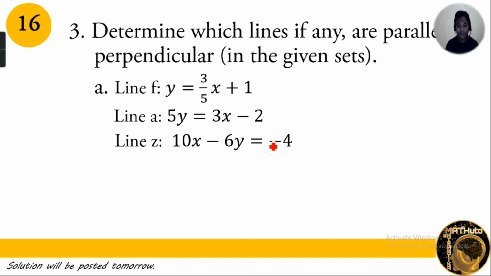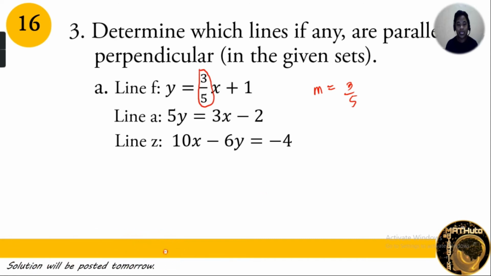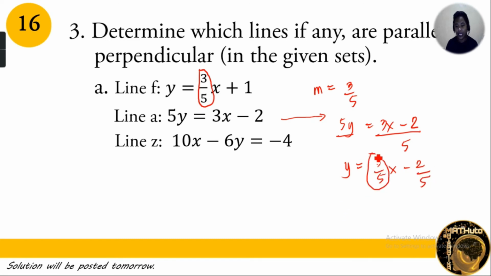So for line F, the slope is equal to 3/5 since ito po yung kanyang slope. Kasi nakasulat na po yung ating line F in slope-intercept form po. For line A, hindi pa po siya nakasulat. So 5y is equal to 3x minus 2. So dividing all terms by 5, so y is equal to 3 over 5x minus 2/5. So ang slope ng ating line A is also 3 over 5.